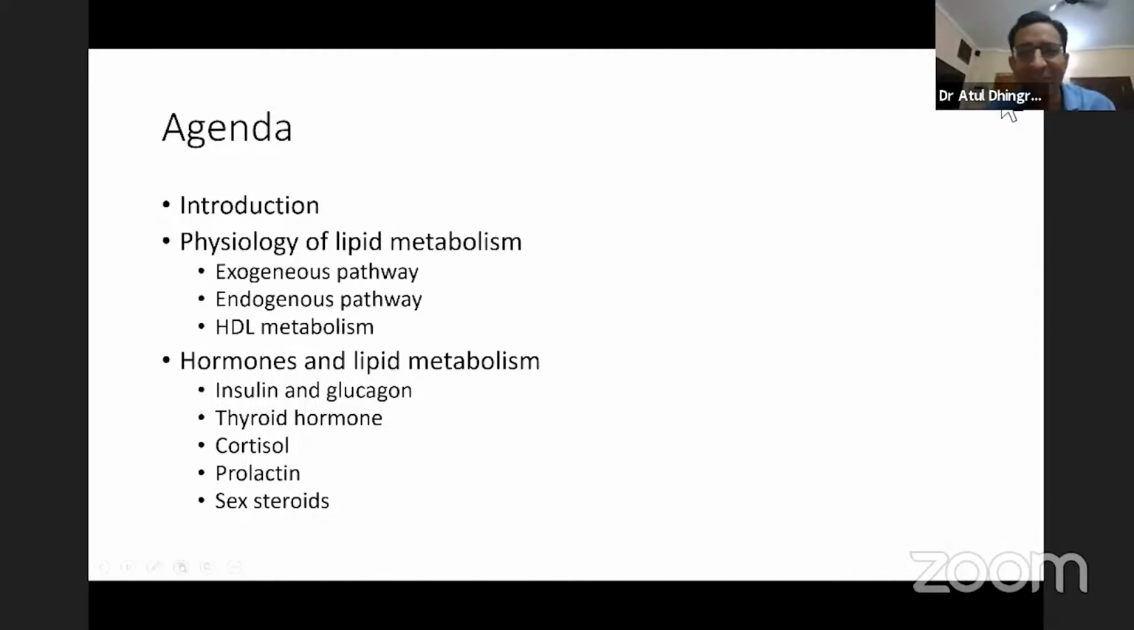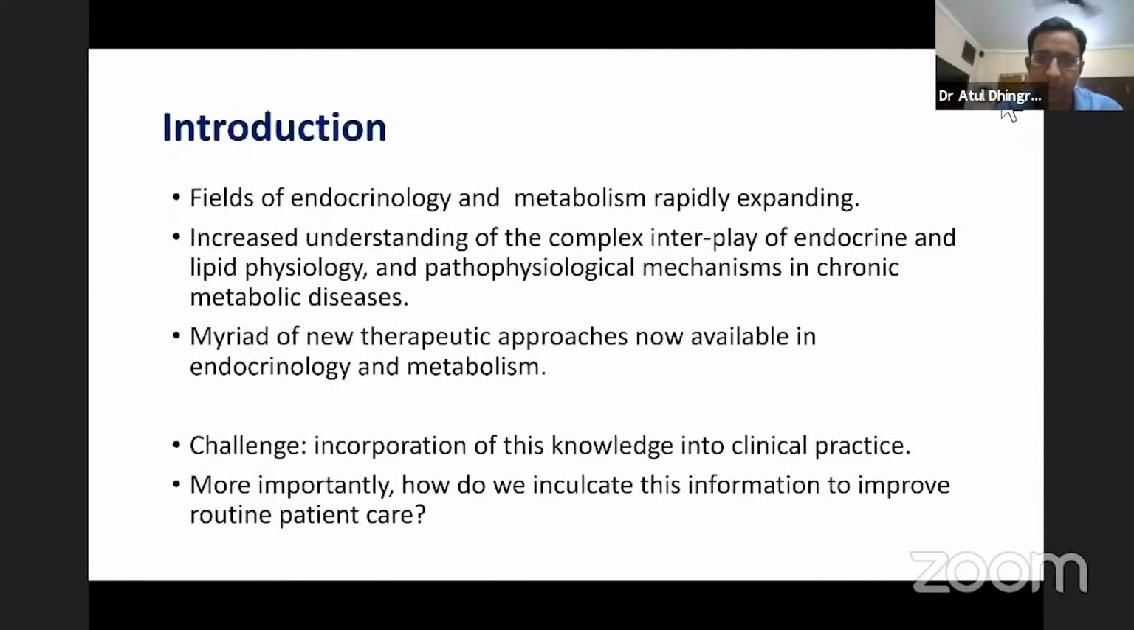So, with this information, in the next 30 minutes or so, we'll be talking about the physiology of lipid metabolism. We'll be talking about the exogenous pathway, the endogenous pathway, and the HDL metabolism, and the effect of hormones on lipid metabolism. Predominantly, we'll be talking about thyroid, cortisol, prolactin, and sex steroids. Insulin and glucagon, I'll be talking in very short 2 or 3 slides because I believe it is completely a separate topic and requires a separate seminar if we want to discuss the effect of insulin on lipid metabolism.